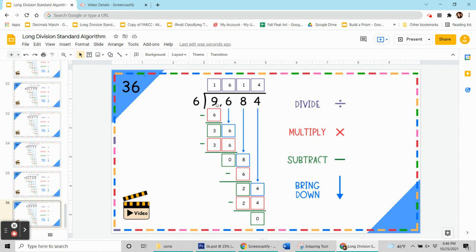It means that if I had 9,684 basketballs and I put them onto 6 basketball courts, I could get the exact same amount on each court. It divides perfectly with no remainder. I would have 1,614 on each court. If you wanted to check this, you would do 1,614 times 6 and you would get this number.